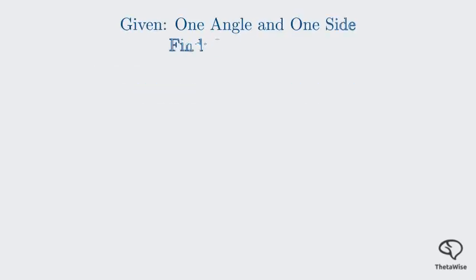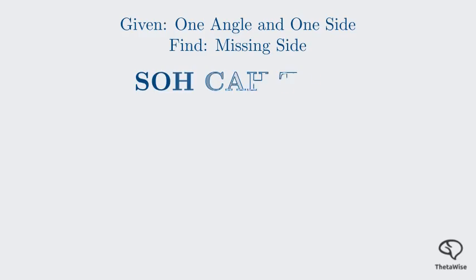We are going to focus on how to find a missing side when you already know one angle and one other side. To do this, we need to be comfortable with our three primary ratios. You might remember the mnemonic SOHCAHTOA. This is our roadmap for deciding which formula to use.